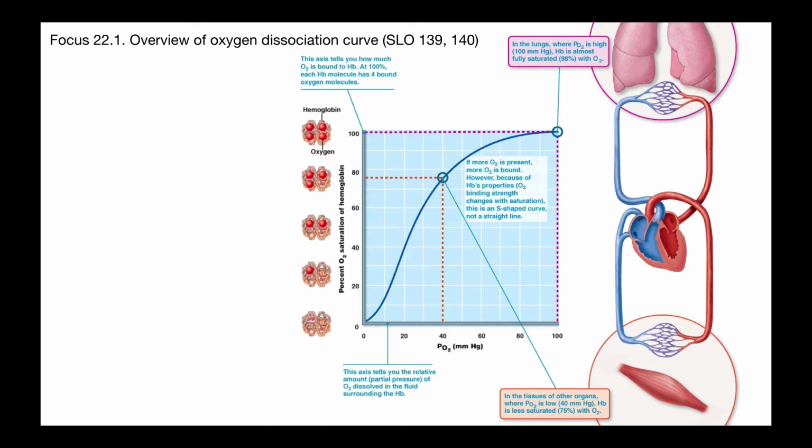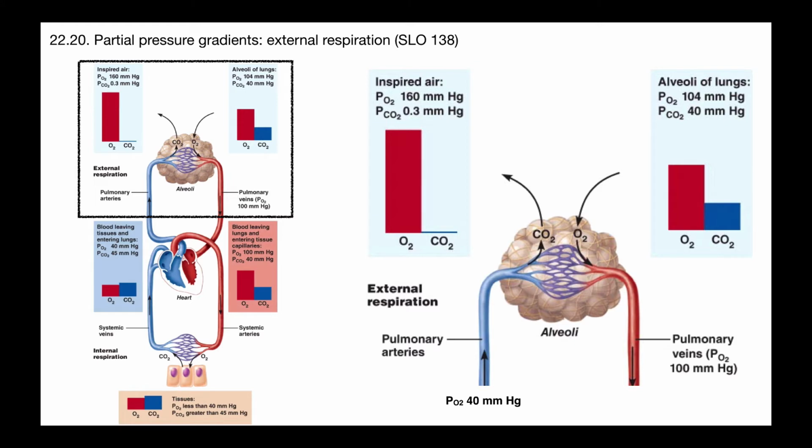So let's compare the difference between what's happening up in the lungs to what's happening out in the tissues. Now, remember from before, when the blood gets to the lungs, it's mixing with alveolar air, where you have a PO2 of about 104 millimeters of mercury. So the pulmonary veins that leave the alveoli are going to be basically fully loaded, fully saturated.